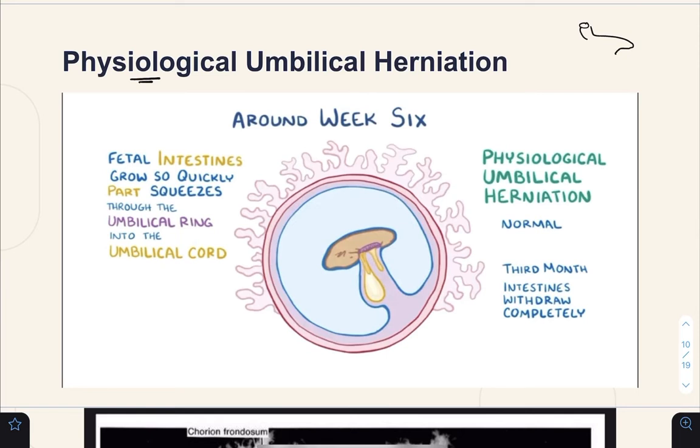The intestines of the fetus during the 3rd month, they're going to push away لأنه the rate of their growth is going to be very fast. فبيطلع على برا, it's going to bulge out, forming an umbilical cord. وبعدين نهاية الشهر الثالث, the intestines will withdraw completely and we're going to have a well-developed umbilical cord.